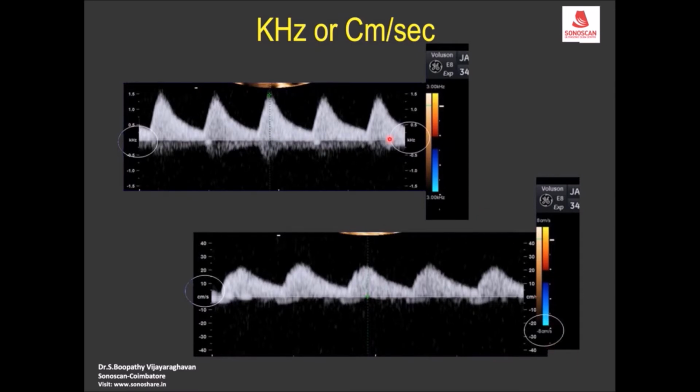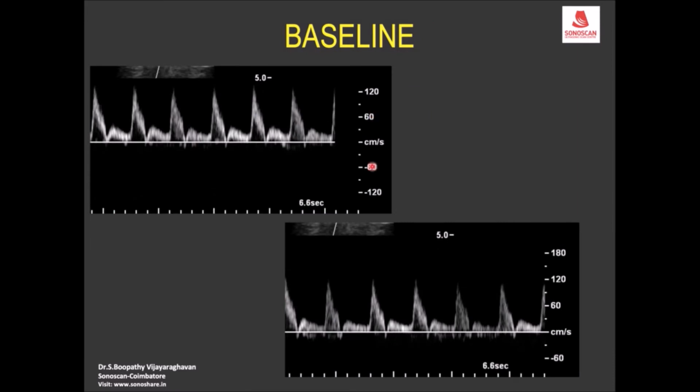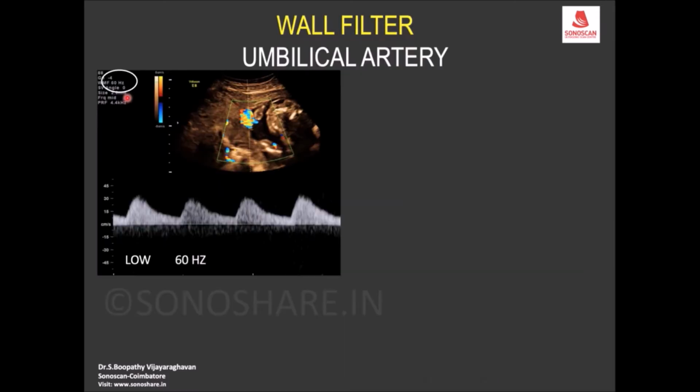So we are not going to analyze kilohertz, the Doppler shift, but we are interested in the velocity of blood flow. So the machine converts the kilohertz to centimeters per second, positive and negative, that is positive velocities and negative velocities. So the Nyquist limit positive is 120 centimeters per second, negative is 120 centimeters per second. But you can shift the baseline downwards. Okay, wall filter of 60 hertz.